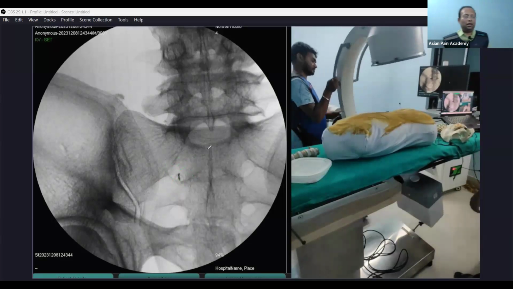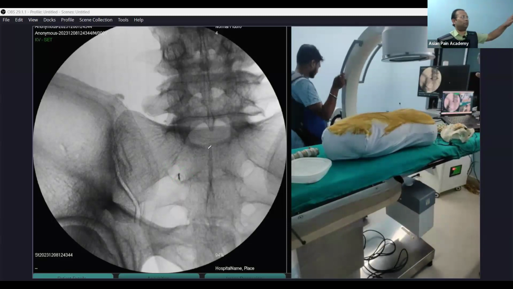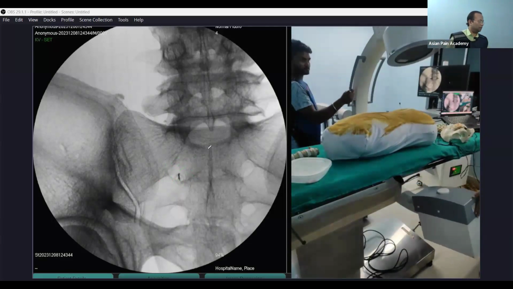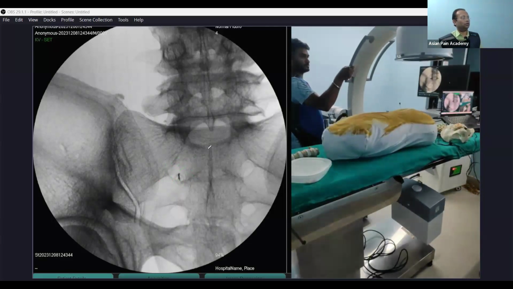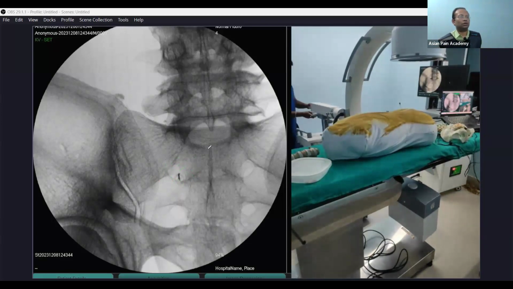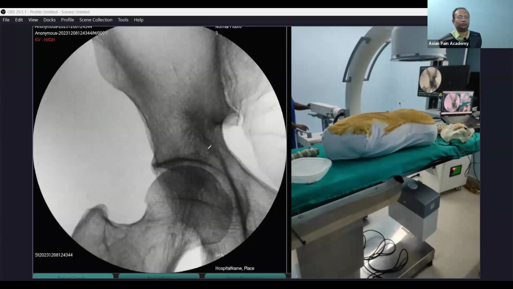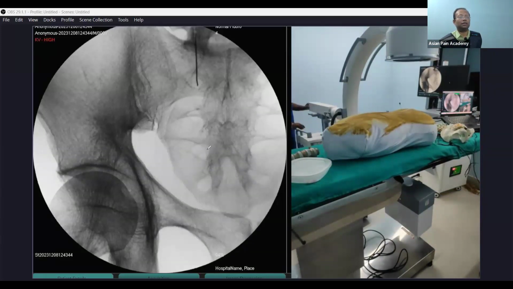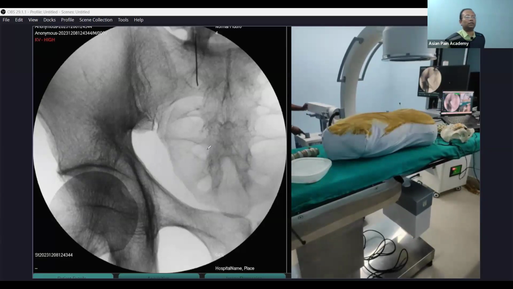Let's see lateral. So AP view, just see once AP view. No, shoot, but AP view. So AP view without the tilt. Now it will not be in tunnel view. Now you can see that it is through the S1 posterior foramen, which is above the anterior foramen. So it is going through that. And now I will see lateral view.